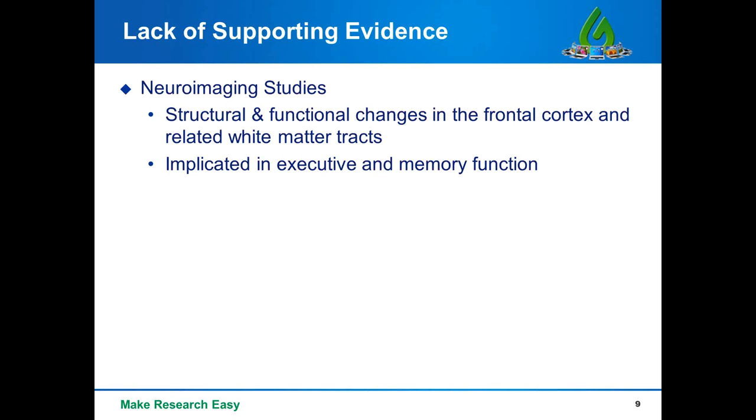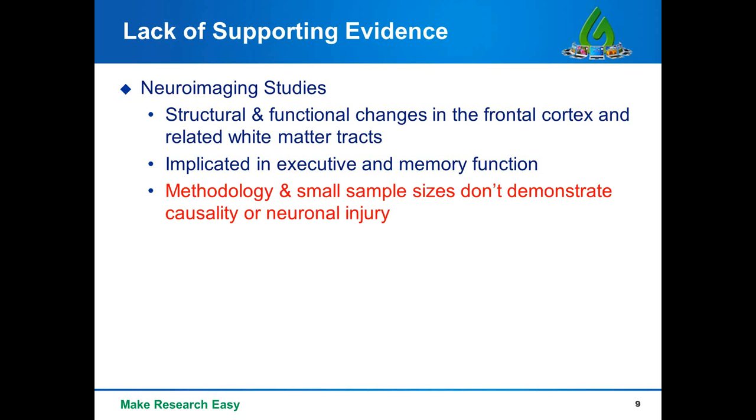First of all, neuroimaging studies that have looked at structural and functional changes in the frontal cortex and the related white matter tracts are implicated in executive memory and function. However, the methodology and the small sample sizes of these particular studies don't demonstrate causality for chemobrain, and they also don't really show neuronal injury.